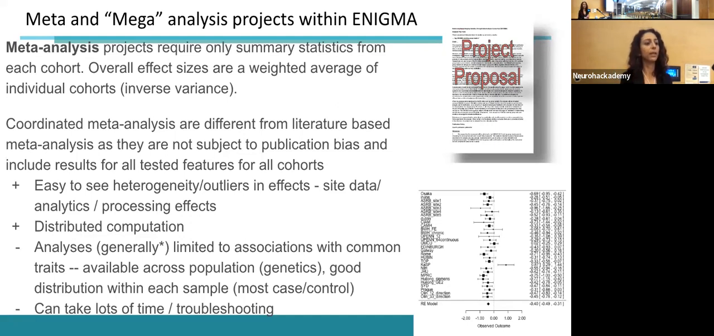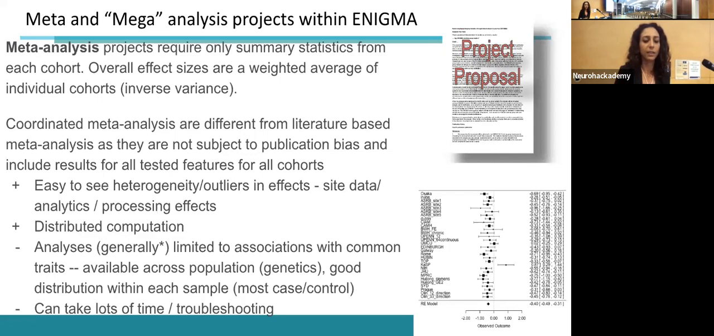So the meta-analysis concept that I brought up before, those are projects that only required summary statistics from each cohort. So it's basically the overall group effect size is just a weighted average of that of the individual cohorts, and usually weighted inversely by the variance of the finding. These coordinated meta-analyses are a little bit different than the literature-based meta-analyses that you might be more familiar with. And they're not subject to publication bias, because everyone is running the same protocols. You're getting the information from all of the tests that you run, regardless of whether it's significant or not.